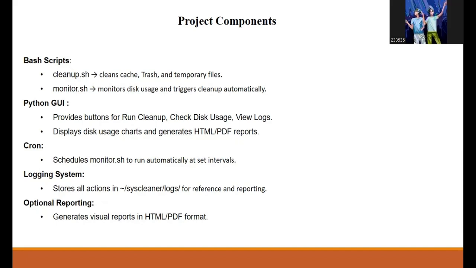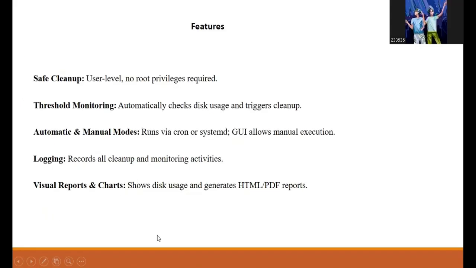It provides buttons: run cleanup, disk usage, and view logs. Cron is a scheduler where we execute our monitor.sh that runs automatically after every 30 minutes or 1 hour, checking if disk usage exceeds 80%. The logging system stores all actions in the system cleaner logs for reference and reporting. Optional reporting: we made a format using the GUI to create HTML or PDF formats.